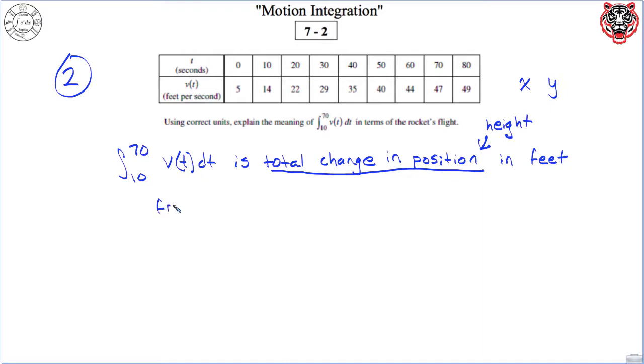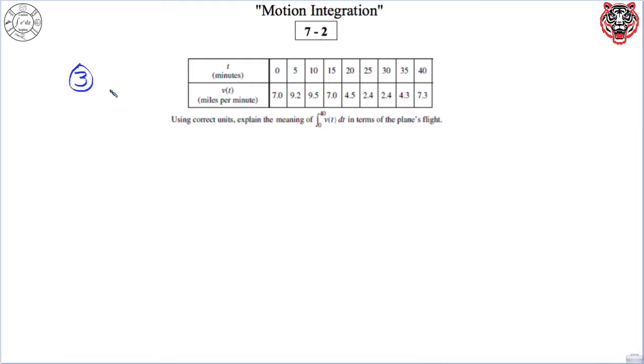And that happens from 10 seconds to 70 seconds. And we're on to number 3. So same type of thing. So the integral from 0 to 40 of that velocity function v(t) dt. That is, again, the total change in position.